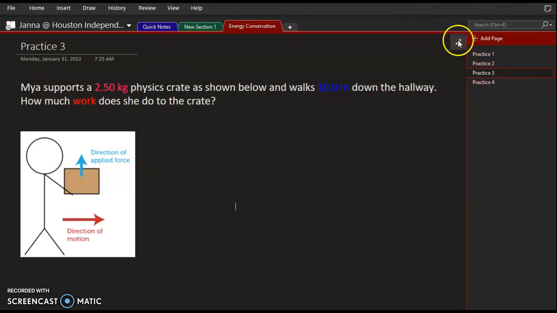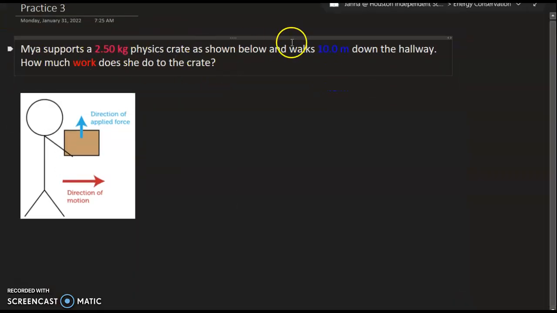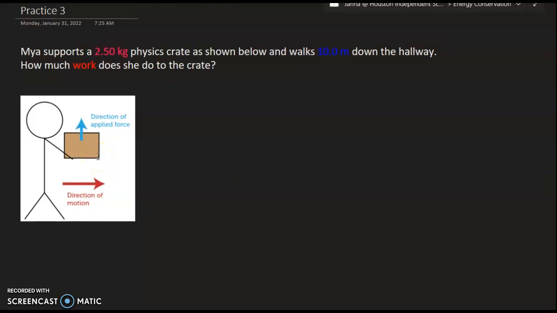Okay, next up. Maya supports a 2.5 kilogram physics crate as shown and walks 10 meters down the hallway. How much work does she do to the crate? I don't mean when she lifts it up. I mean in the action right here where she's applying a force in this direction to support the weight. So this is her force applied, and that's to support the weight of the box. She causes the box to be displaced in this direction.